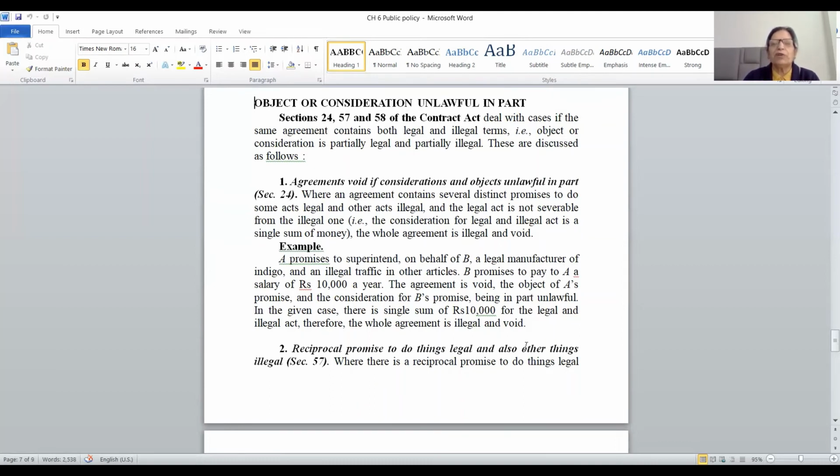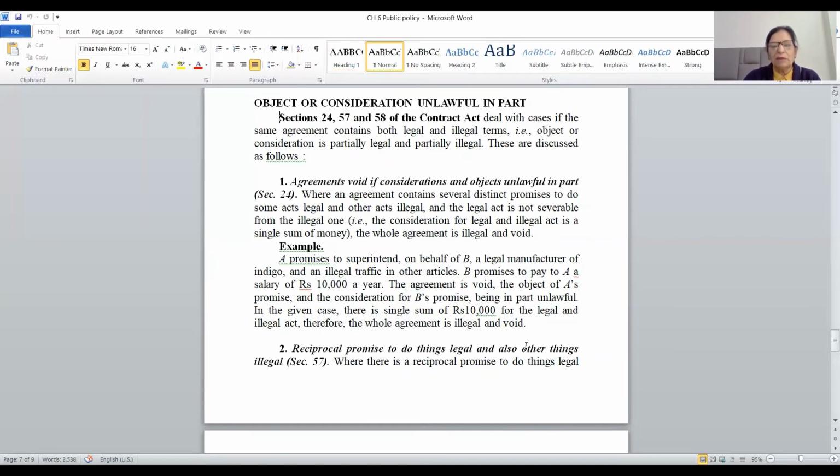Say for example, A is appointed in a factory and is given the task by the factory manager that you will have to manufacture legal parts, original parts, and for this you will be paid a salary of 20,000 rupees. And you will also have to manufacture duplicate parts. For this you will be given a salary of 30,000 rupees. No, here he says you will get 50,000 rupees. That is, consideration is a single sum of money. The employee doesn't know how much is for the manufacturing of the legal part and how much is for the illegal part. 50,000 is the salary. Then in that case, friends, we cannot separate the legal from the illegal. The whole agreement will be illegal and void.